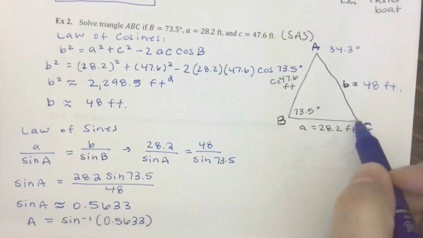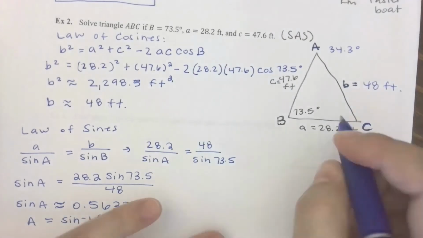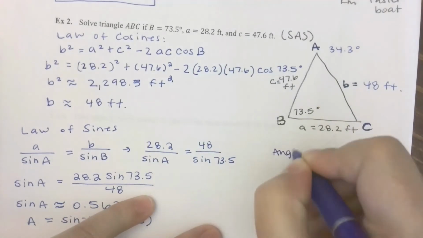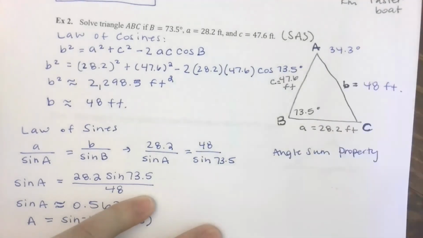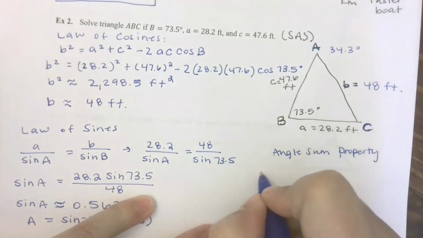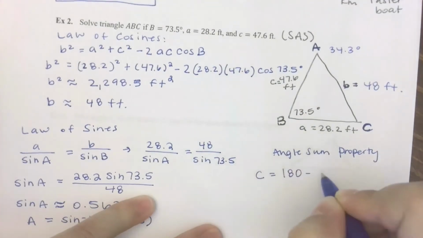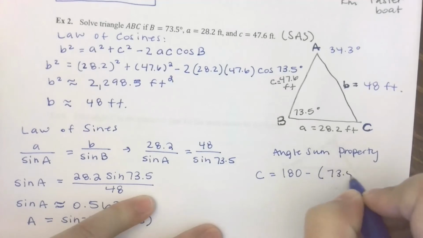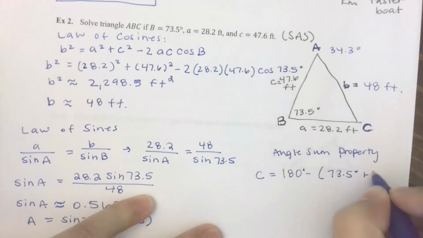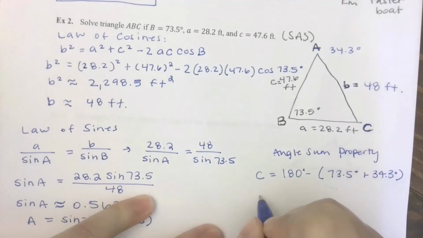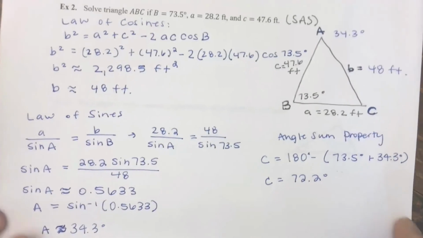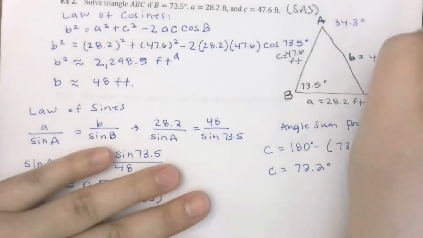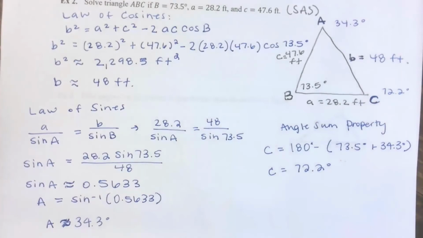Then to solve for C, you can either use law of sines again, or you can use the angle sum property. This property just says all the angles have to add up to 180 degrees. So that means that C is equal to 180 minus 73.5 degrees plus 34.3 degrees. Okay, so C is 72.2 degrees. Once you find all of the measures, your triangle is then solved.